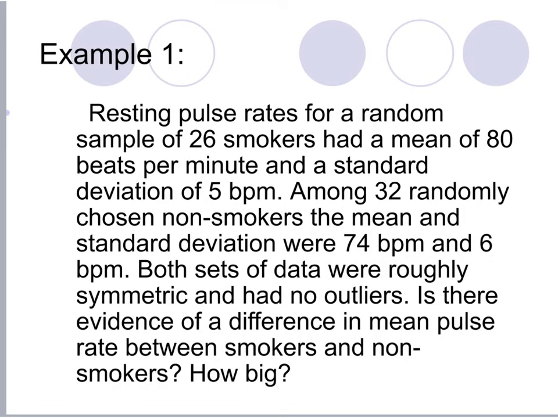So here's our first example. The resting pulse rate for a random sample of 26 smokers had a mean of 80 beats per minute and a standard deviation of 5. And then for 32 randomly chosen non-smokers, the mean and standard deviation were 74 and 6. Both sets of data were roughly symmetric and had no outliers. This is important information because it's telling us that our nearly normal condition is met.